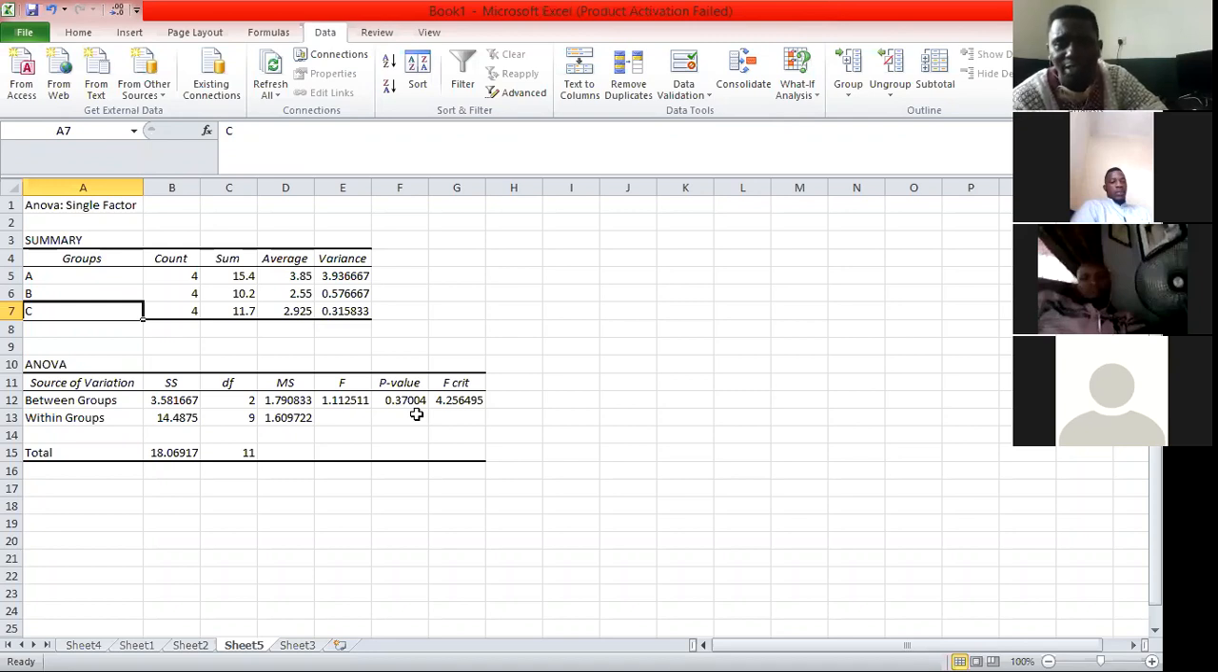But if the p-value was less than 0.05, then you can say you don't have sufficient evidence to deny that for A, B, and C, that is it. But as the case may be now, we cannot accept the null hypothesis, we will accept the alternative hypothesis. And that also can be seen from the F critical. F critical is 4.6 and F calculated is 1.112. If F critical is greater than F calculated, then what do you do? You reject the null hypothesis and accept the alternative hypothesis, as the case may be.